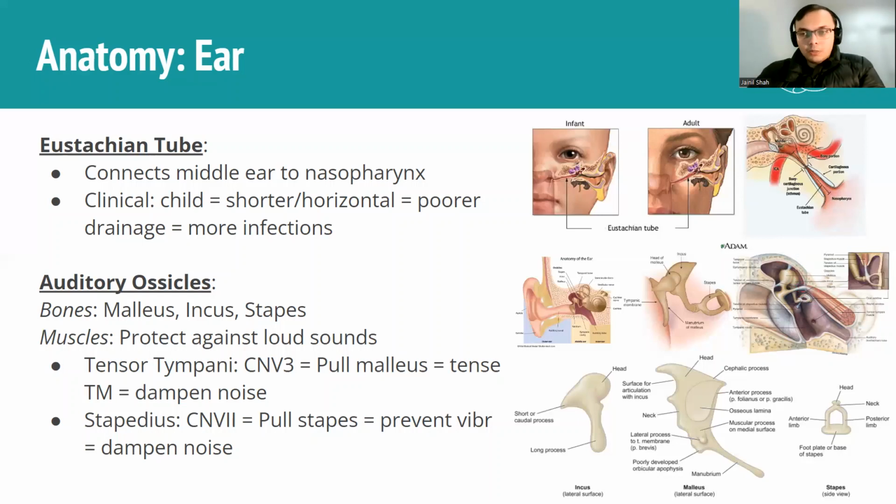You also have the stapedius muscle, which is cranial nerve 7, and that's going to pull on the stapes as you'd expect and prevent vibration that way. So it'll just hold it in place, kind of like when you ring a bell and then you hold on to the bell, it'll stop vibrating. It's a similar function to that. Prevents the vibration and then dampens the noise that way. And you can appreciate that in the diagram up here. There. So it connects to the final bone in the chain of bones, which is the stapes. All right, so that's your auditory ossicles and your eustachian tube covered and done.